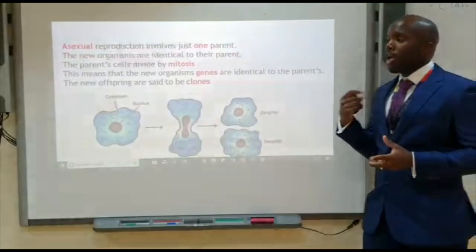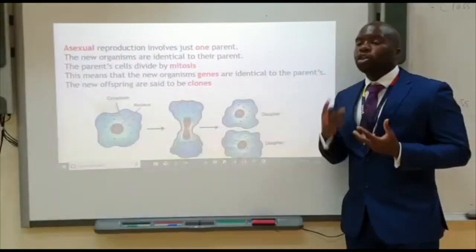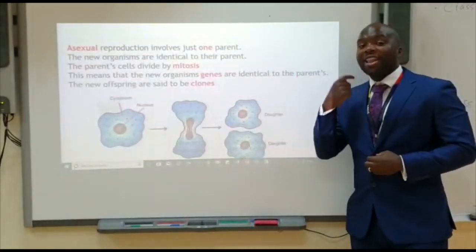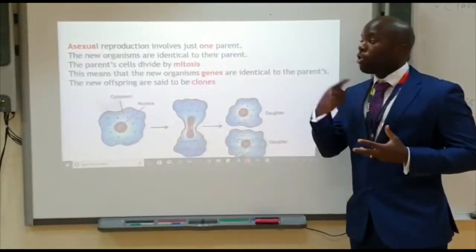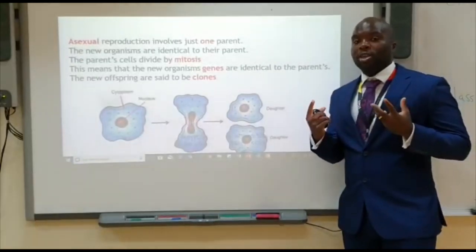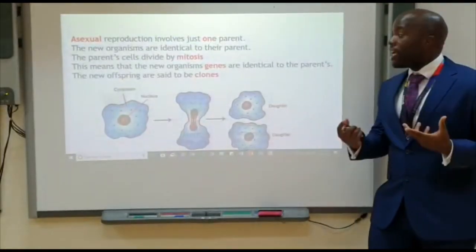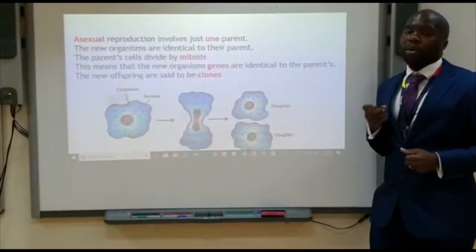So, let's look at the first type of reproduction now, asexual reproduction. This involves just one parent, okay? The new organism is identical to that parent, and the parent cells divide by mitosis in order to make this new organism. So if the new organism is identical to its parent, it means that the new organism's genes are identical to the parent. Essentially, it is a clone of the parent.